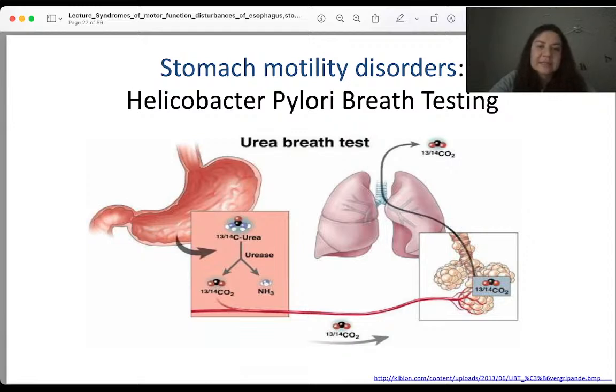And breath testing, according to the accumulation of breathing out air, we can check a lot of different parameters.